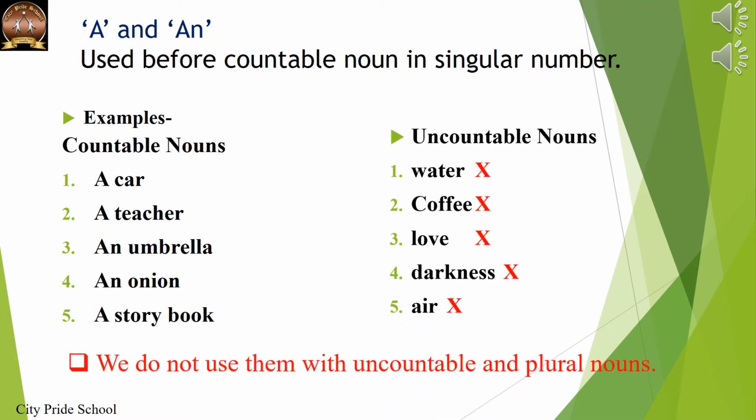We cannot use a and an with the uncountable nouns because we cannot count them. Example, water, coffee, love, darkness, air. Because we cannot say I drank 4 water or I breathe in 10 air. That sounds weird, right? So the rule says we use a and an only with the countable nouns, and that too which are singular in number. We do not use them with uncountable and plural nouns.